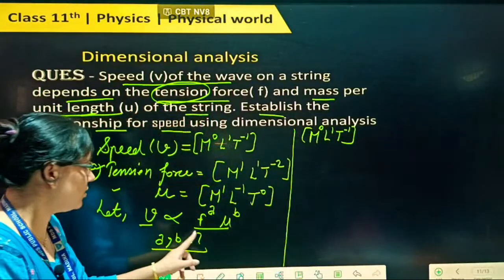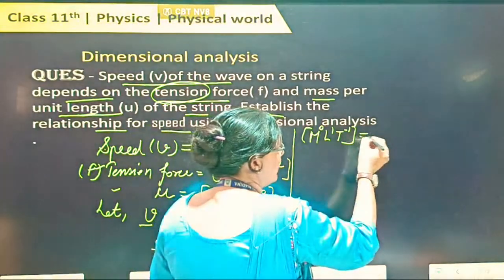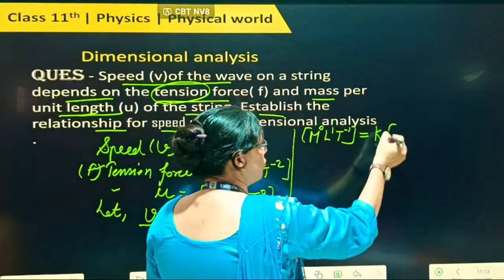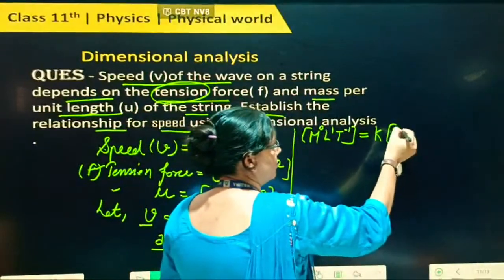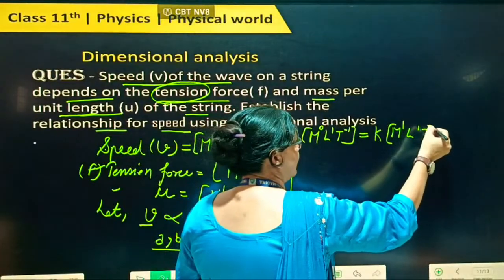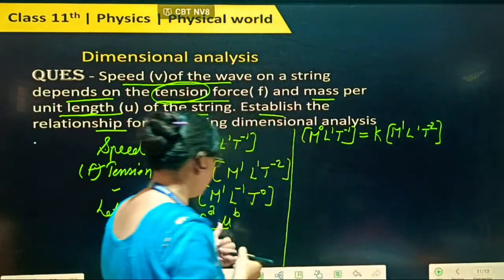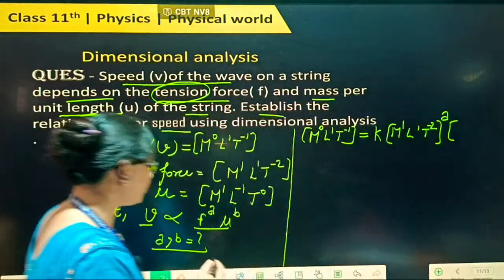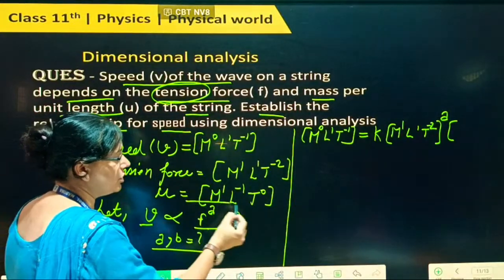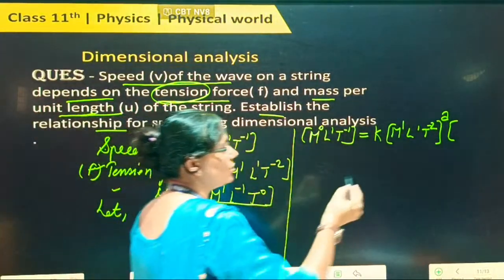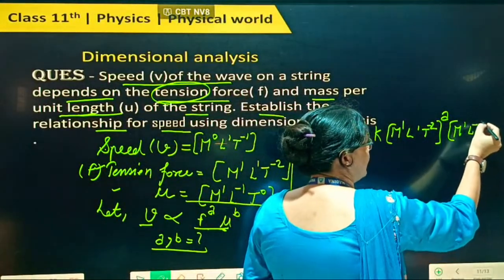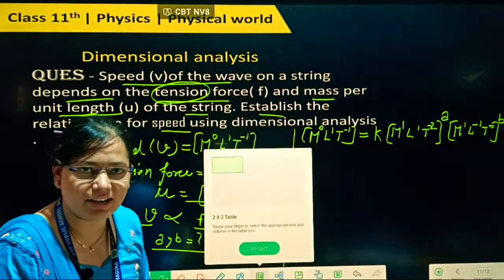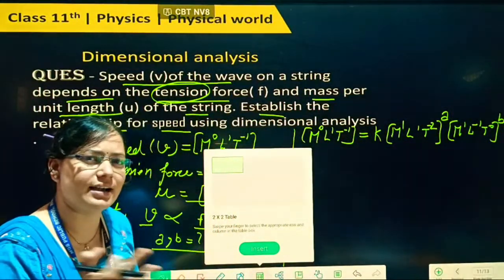Okay, velocity is directly proportional, so we can write it with a constant k, and F raised to the power a. For the force, we can write the dimensions as M^1 L^1 T^-2 raised to the power a, that's why we write a. Next, the mass per unit length: its dimension formula is M^1 L^-1 T^0, and its power is b. We assume a and b; you can assume any letters, x, y, z, anything.